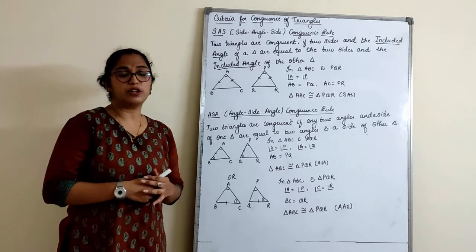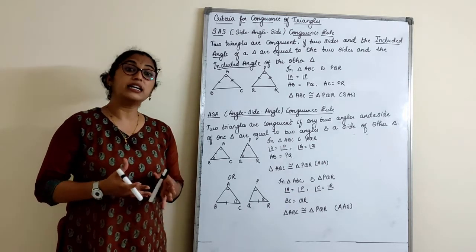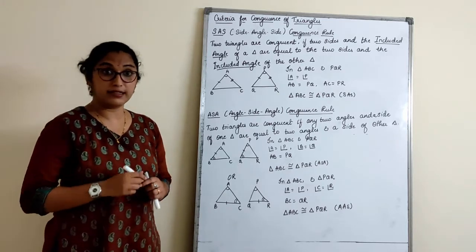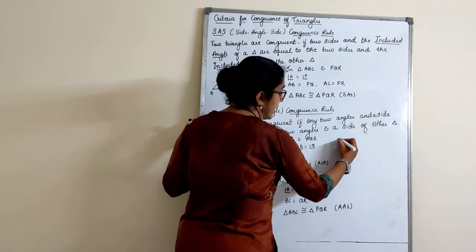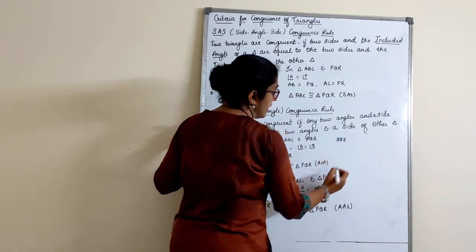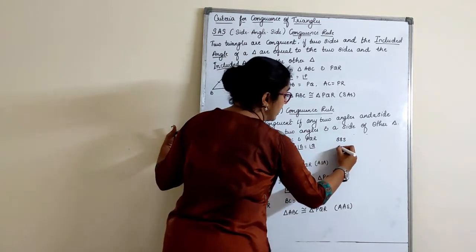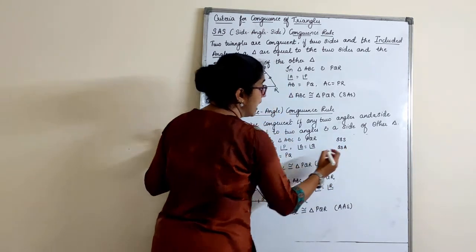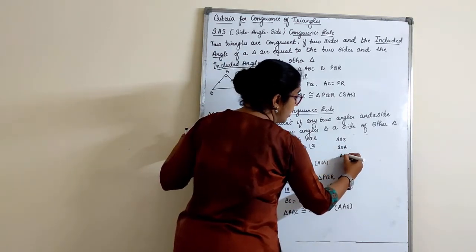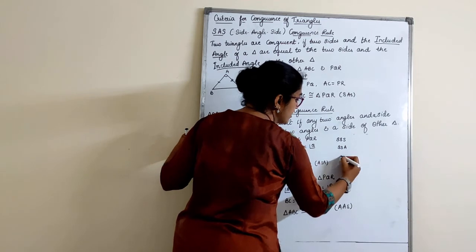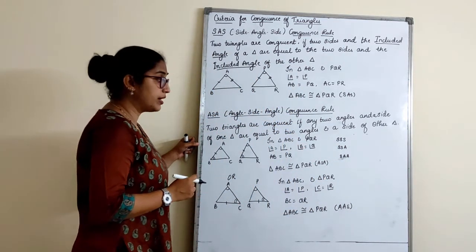Now, just try to recall when we tried to construct a triangle, right? What are the parameters required to construct a triangle? Let's keep this aside. If I have to construct a triangle, I can construct it provided that I have three sides. Provided that I have two sides and an angle given, I can construct it. Provided that I have two angles and one side, I can construct a triangle, right?